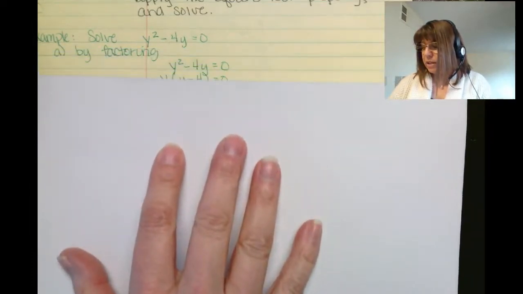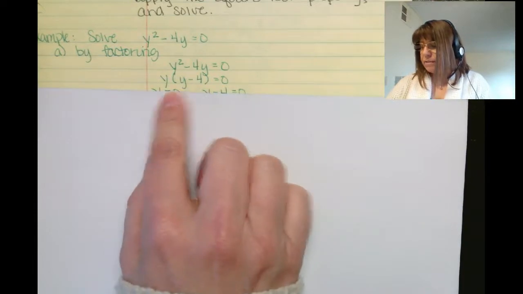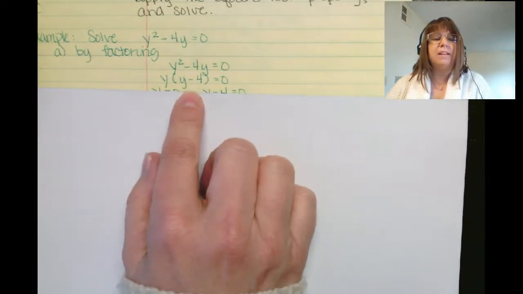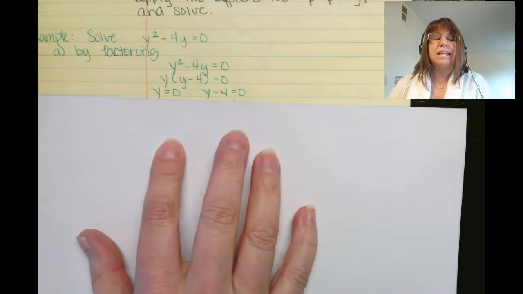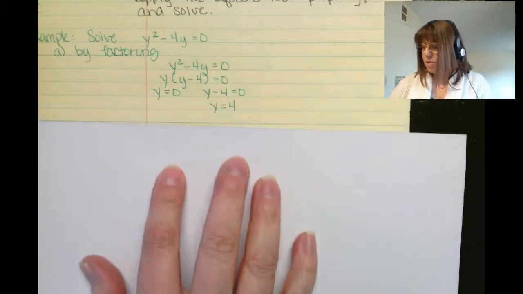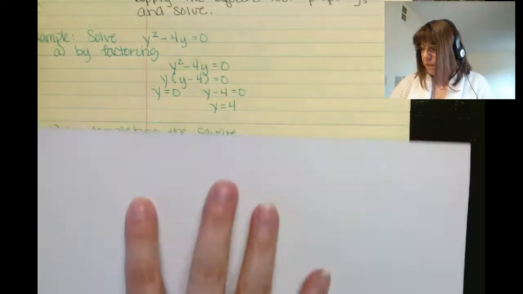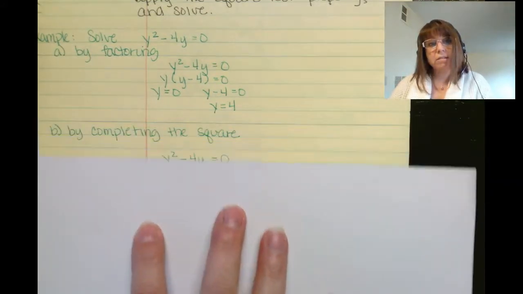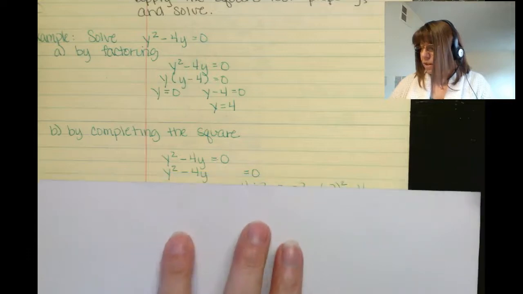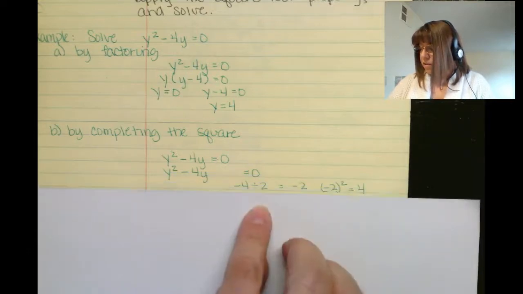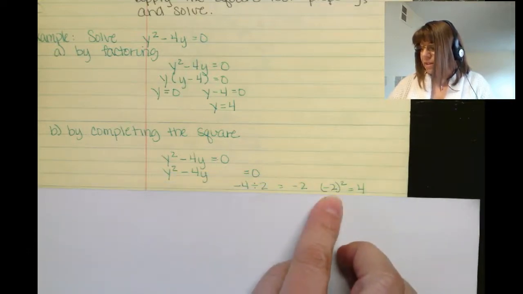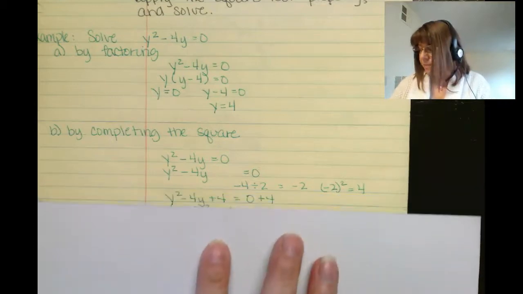By factoring, I can factor out a y, leaving me y times y minus 4. So I'll set each to 0. So I'm going to get y equals 0 and y equals 4. By completing the square, I'm going to take the negative 4, divide by 2, square it, and that's what I'm going to add to both sides.